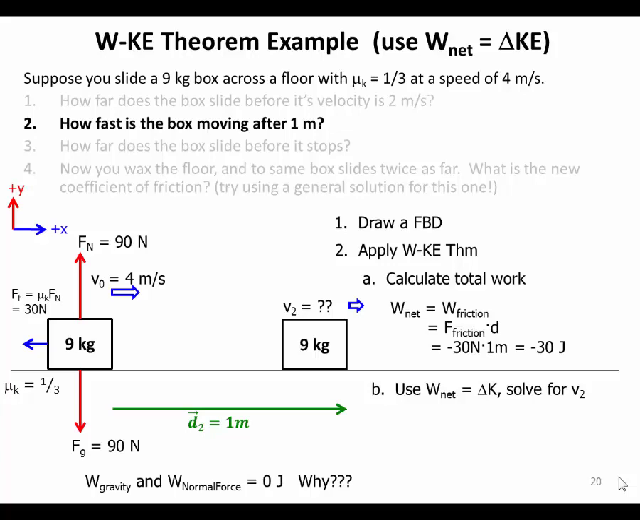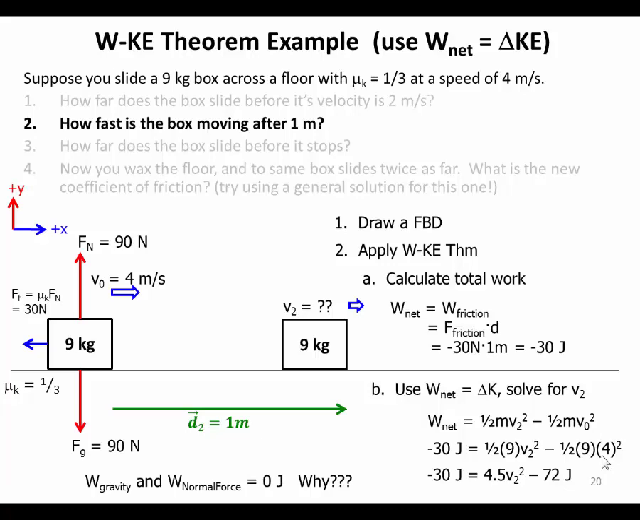And then let's go ahead and plug these values into the left side of our work-kinetic energy equation. And we'll plug into the right side our change in kinetic energy. We've got negative 30 joules equals 1/2 times 9 kilograms times our final velocity squared. That's the unknown that we're trying to find. And we have everything we need to know about the initial velocity, so we know all the information about the initial kinetic energy of the object. If we do a little bit of work, plug in some of these numbers, and shift things around a little bit, we can find out that our velocity is 3.06 meters per second.